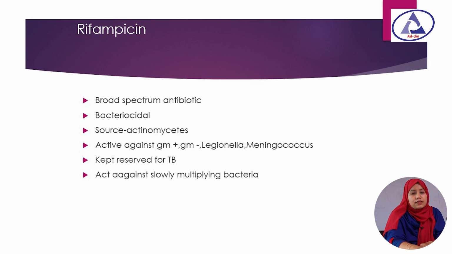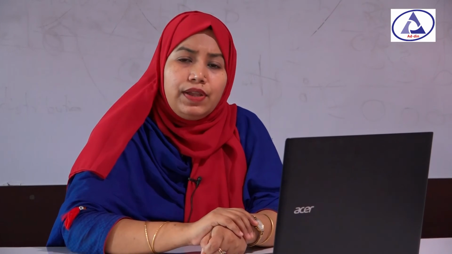It acts against slowly multiplying bacteria. You have already known that isoniazid acts on rapidly multiplying bacteria, and here you find that rifampicin acts on slowly multiplying ones. Then what is the mechanism of action? I will discuss the mechanism of action in the next class.